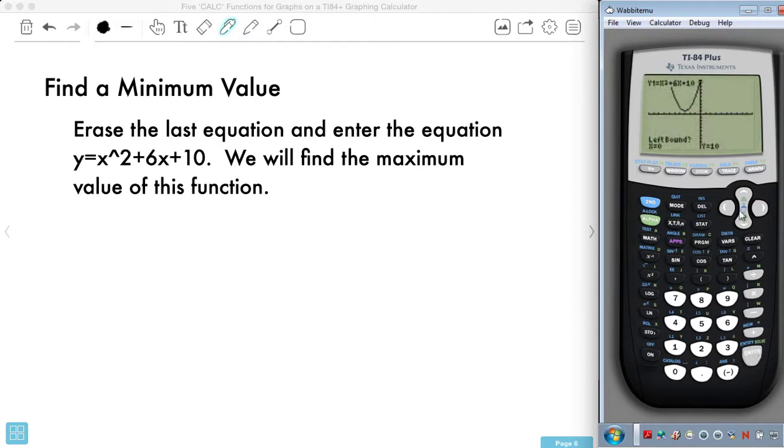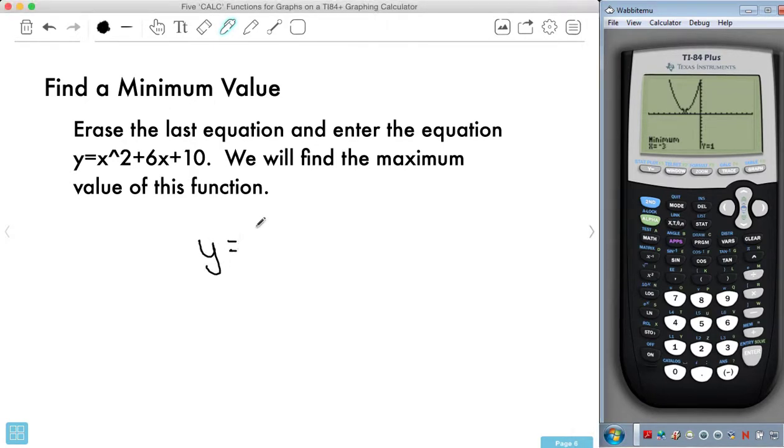So I press enter. And again, like an x-intercept, it's asking you to do left bound, right bound, and guess. So for left bound, I move to the left of my minimum, press enter. Right bound, use the right arrow to move to the right of the minimum, press enter. And then put your cursor close to the minimum and press enter one final time. So we can see here our minimum is at an x of negative 3, but they're typically only interested in the y value at the minimum. Depends on the question. So we know our minimum is at a y of 1, and that's at an x of negative 3.